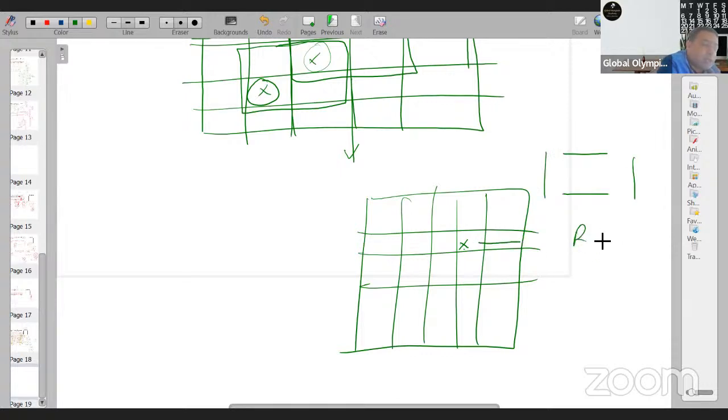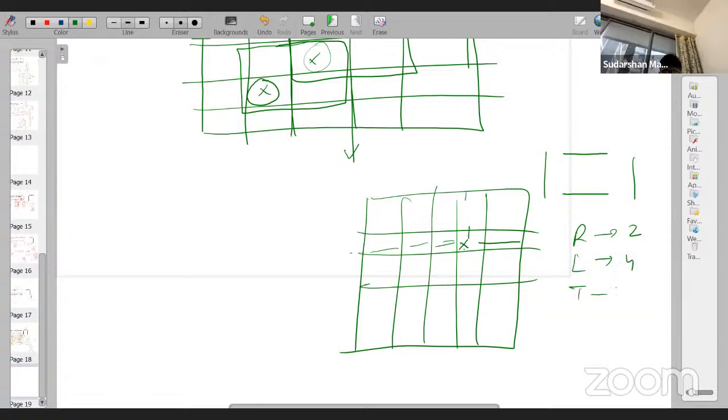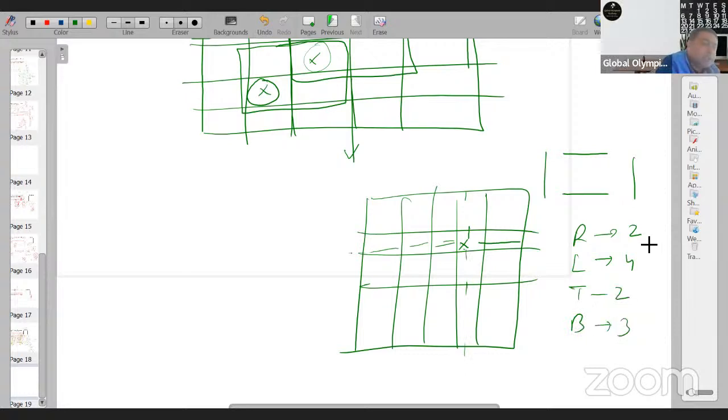To the right, there are 2 of them. To the left, there are 1, 2, 3, 4. So left is 4. Top is 1 and 2. And bottom is 1, 2, and 3. That's it. You just multiply all these numbers because it's a combination of all these.